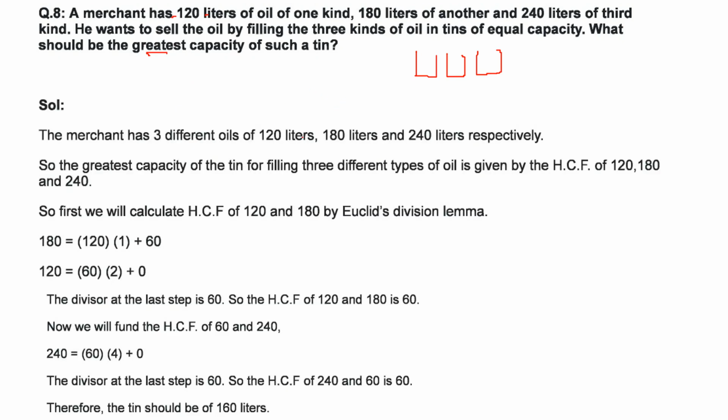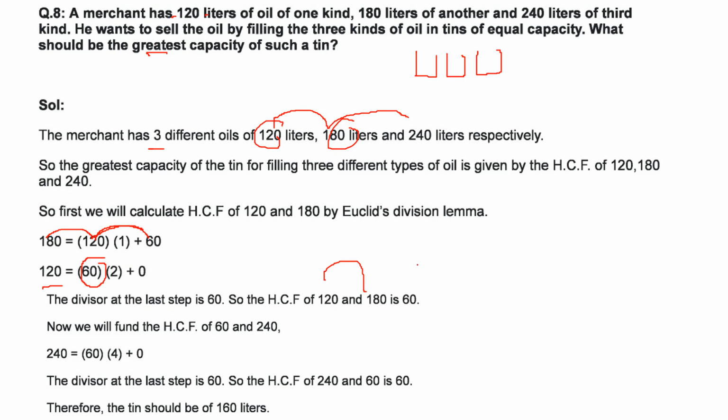First of all, three different oils are there: 120, 180 and 240. So let us take 120 and 180. Which one is the bigger? 180 is the bigger. So 180 can be represented as 120 into 1 plus 60. So now the remainder is not 0, so we'll take again 120 and 60. 120 is simply 60 into 2 plus 0. So this 60 is the HCF of 120 and 180.